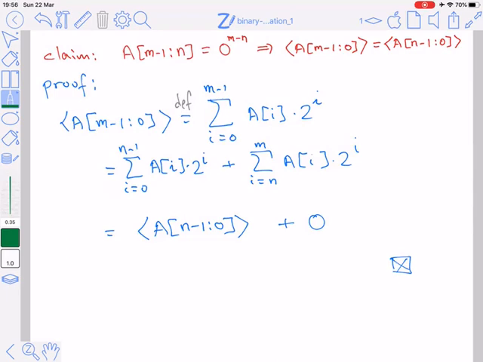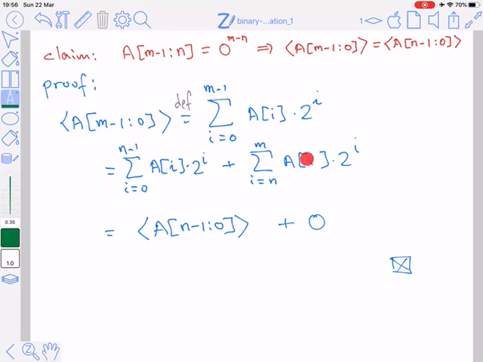Okay, so we're concatenating the all zeros string, and we want to claim that that does not affect the value that is represented by the binary string. So we take the number that is represented by A in positions m minus 1 to 0. By definition, this is the sum of the power series.